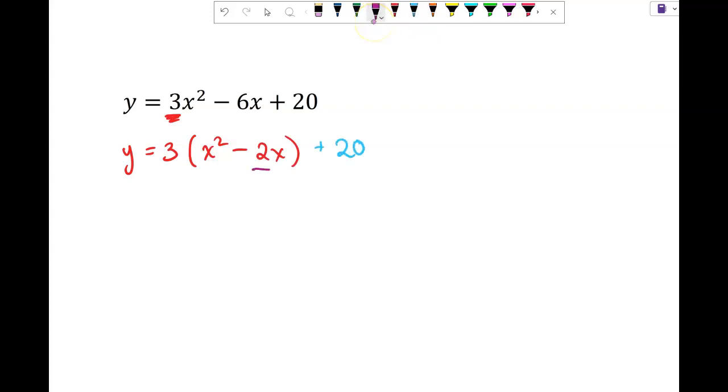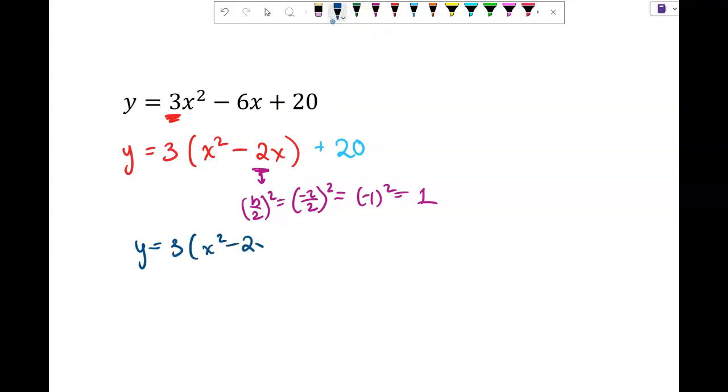And then we're going to look at that b value, and we're going to find out the missing square. So we go b over 2 squared. That means negative 2 over 2 squared, which means it's negative 1 squared, which is just positive 1. So in the equation, I have y equals 3 bracket x squared minus 2x. I'm going to add a 1. I'm going to subtract a 1. And then I have my plus 20. Don't forget that at the end.